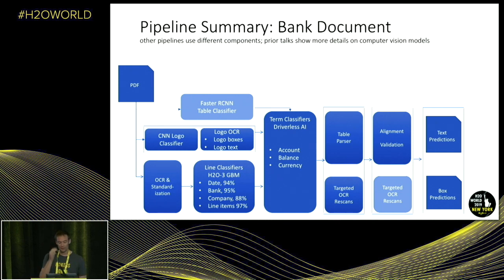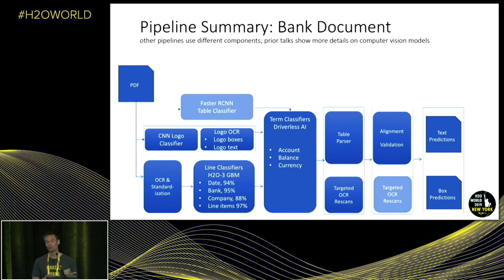So the Faster R-CNN model does try and deliver the pixel area of the table. We found it's about equally effective on these documents as treating it like an NLP problem. And so that's kind of interesting. That's why it's grayed out. So we have one of these models. We worked on that. We aren't using it right now in the pipeline.